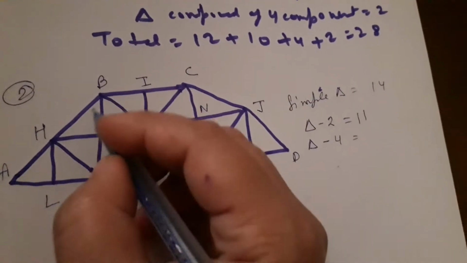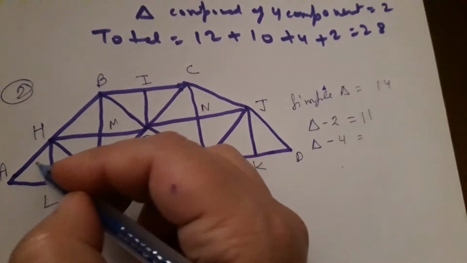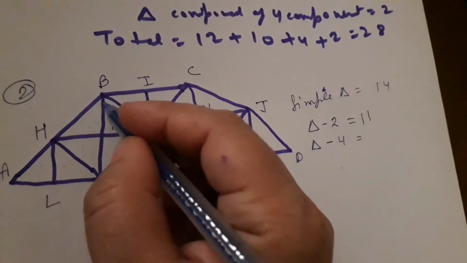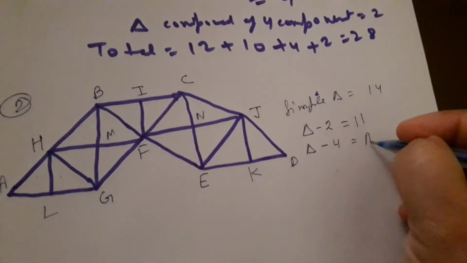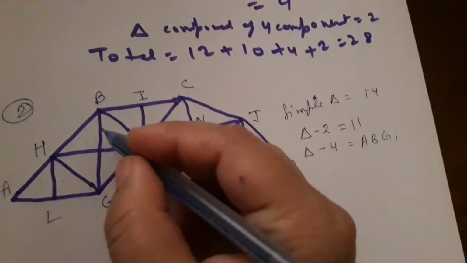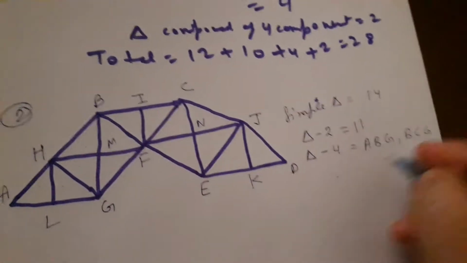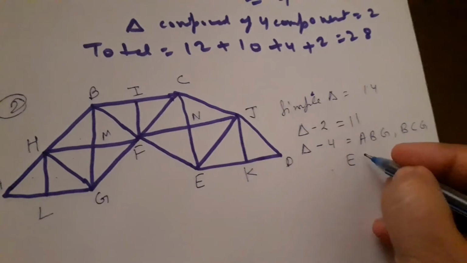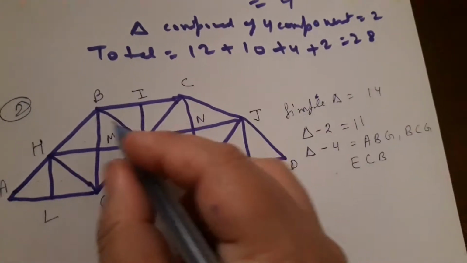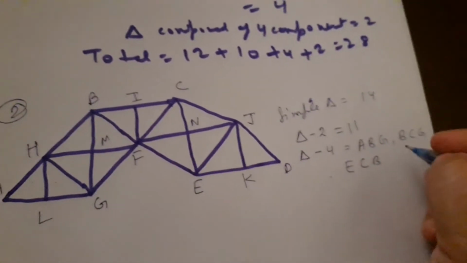A, G, B. You can see here 1. This is made of 4 components: A, B, G. I am writing just A, B, G. Similarly, B, C, G. Then E, C, B. This one and the last one, C, E, D.